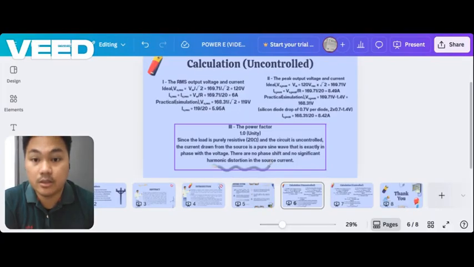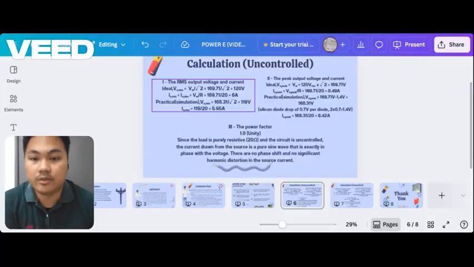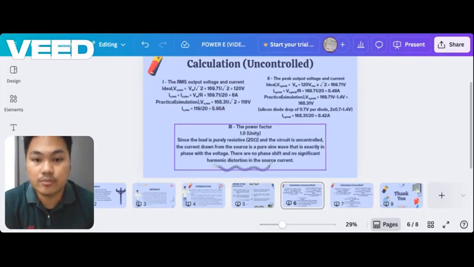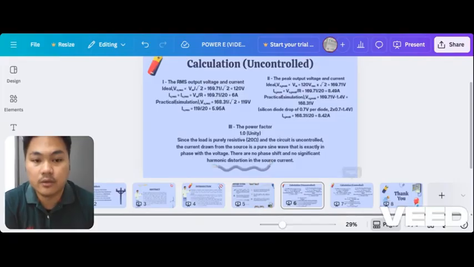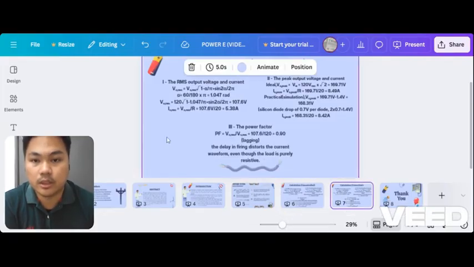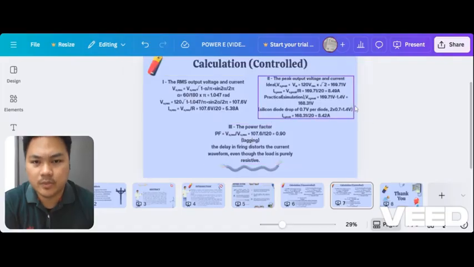It is unity because the load is purely resistive, which is 20 ohm, and the circuit is uncontrolled, so the current drawn from the source is a pure sine wave that is exactly in phase with the voltage. There is no phase shift and no significant harmonic distortion in the source current. So we continue with the calculation for the controlled one.